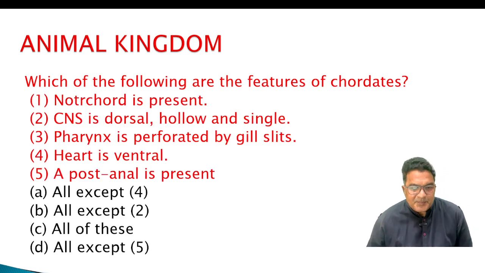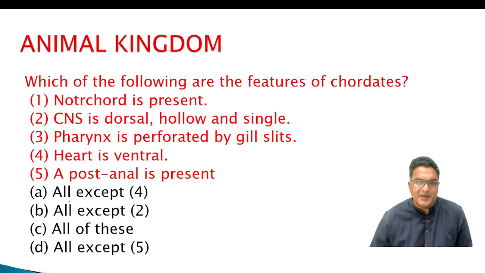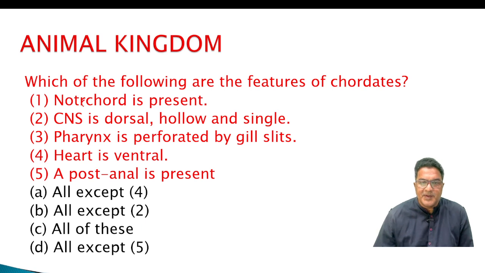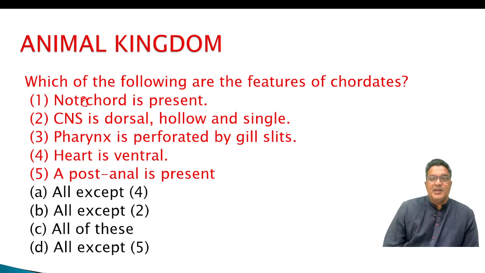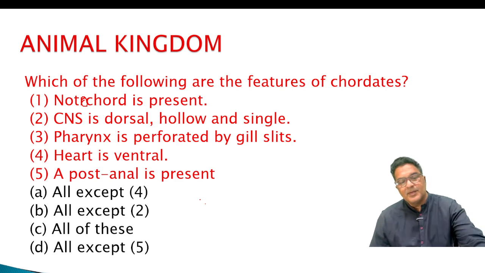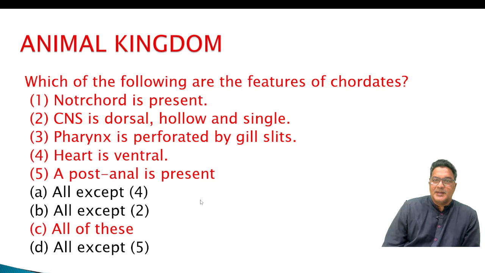Notochord is absent. Okay, no, no. Notochord is present. Which of the following are the features of chordate? Notochord is present. CNS is dorsal, hollow, and single. Which is reverse in non-chordate, that means ventral, solid, double, ganglionated in non-chordates. Pharynx is perforated by gill slits. Heart is ventral. Post-anal tail is present. So all the characters.